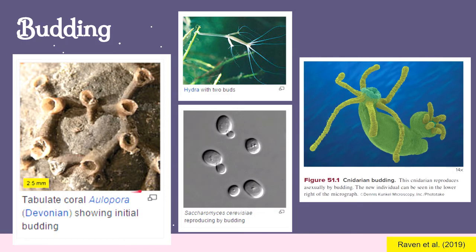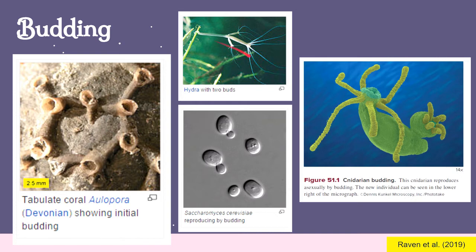So we see here samples of budding. We see here the coral Aulopora, showing initial budding. So this is the actual coral body. Then growing from it are its smaller buds. Once the buds have matured, they will detach from the parent's body, and then they will become their own organism.